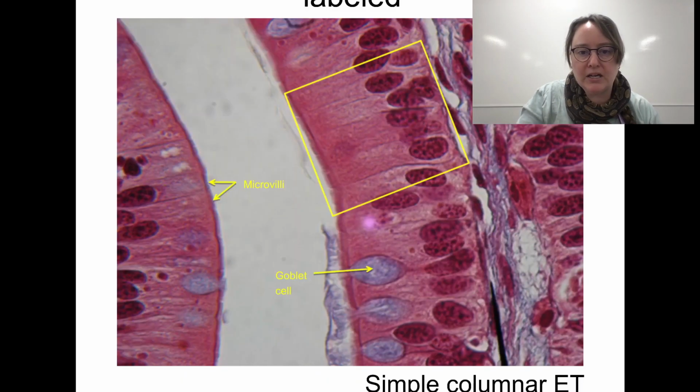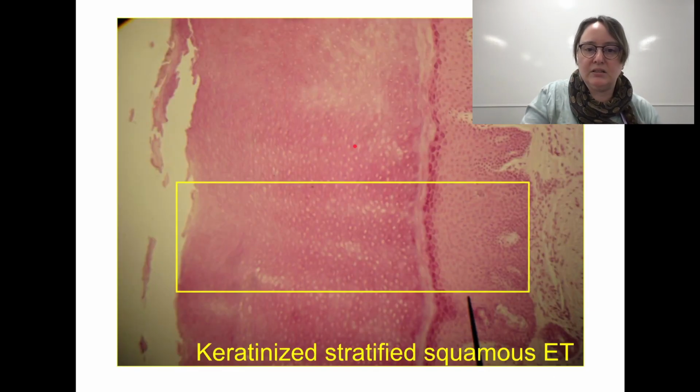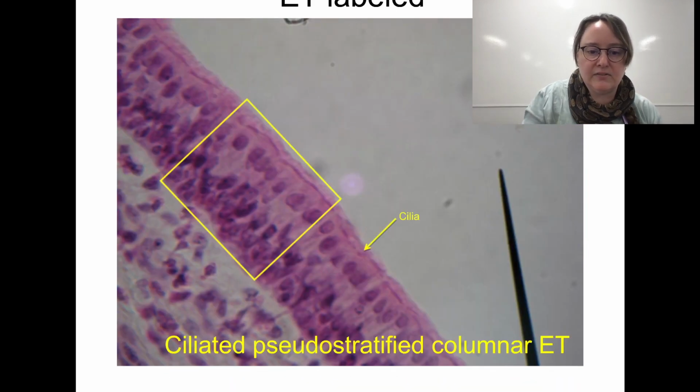If you go back here and check out these guys, see how they're kind of evenly spaced, but when they turn, they look different. So anyway, that's simple columnar. And that is our friend pseudostratified.